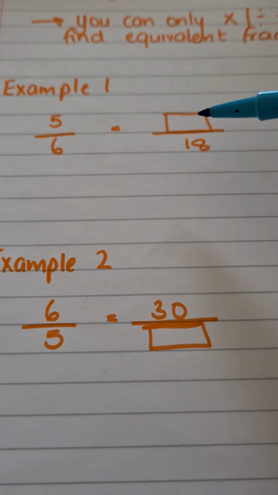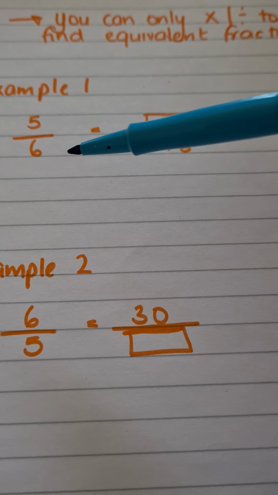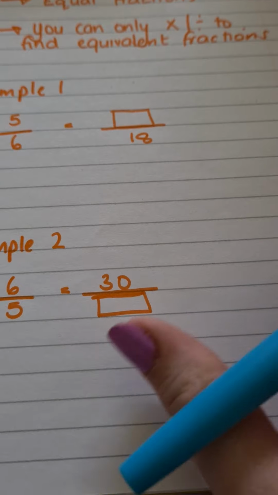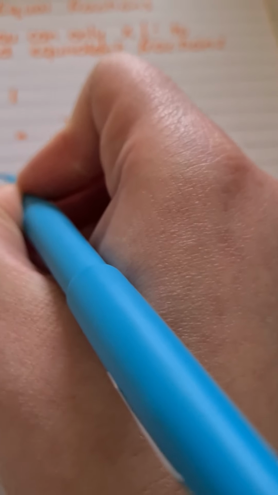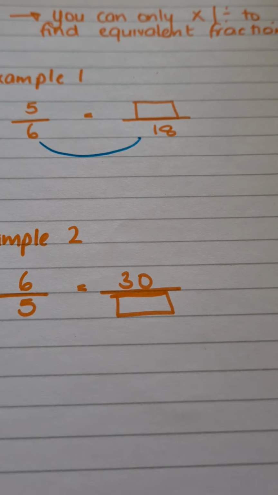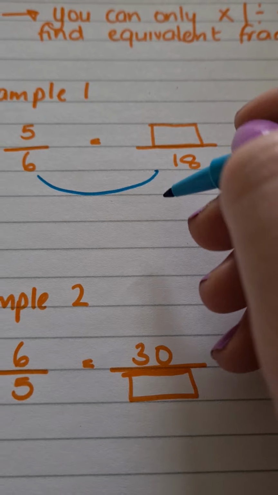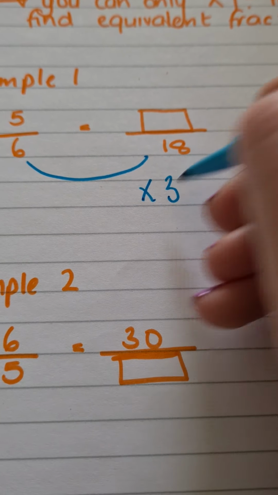So we have to fill in the missing box. 5/6 is equal to something over 18. Now, we need to figure out what do you multiply the 6 by in order to make it 18. Because what you multiply by the bottom, you will multiply by the top. So you multiply by 3.